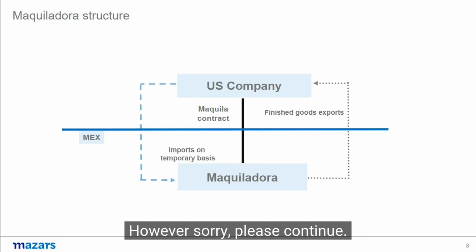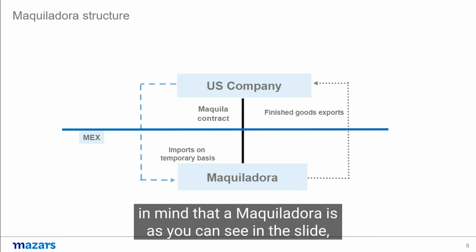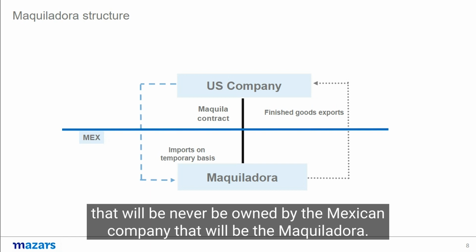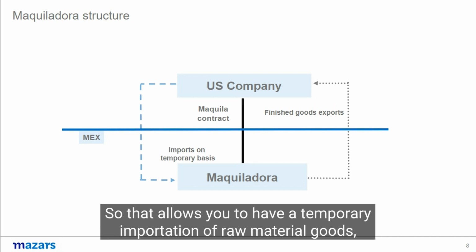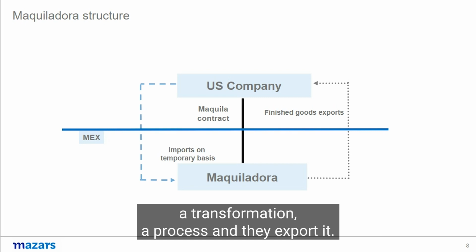Please, Jose, continue. I just want to summarize, to say to the audience to keep in mind that a maquiladora is, as you can see in the slide, the ability to import goods, raw materials, or even fixed assets that will never be owned by the Mexican company that will be the maquiladora. So that allows you to have a temporary importation of raw material, goods, as I mentioned, or even fixed assets to transform, and then make a transformation, a process, and then export it.